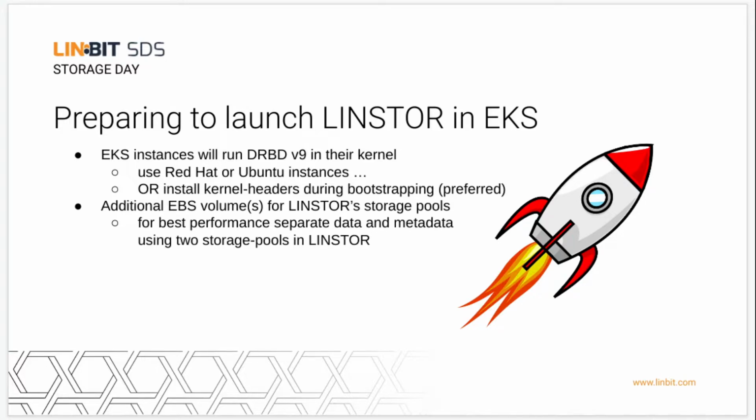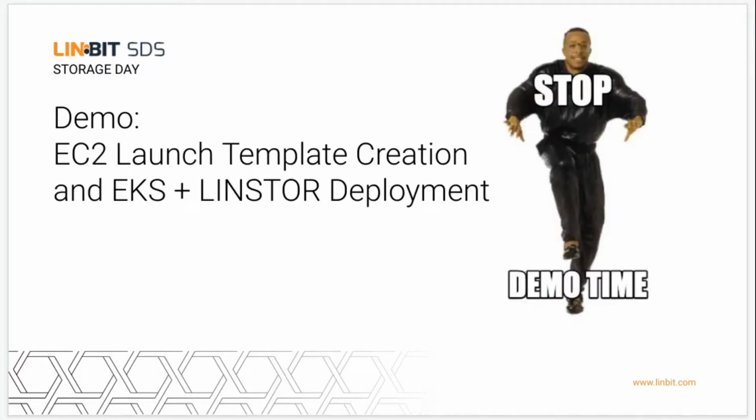And then, as I mentioned before, you'll need those additional EBS volumes for the LINSTOR storage pools. You really need only one, but for best performance, I recommend separating those so you can have a data storage pool. That's where the persistent volumes for your workloads will actually store their data, and then a second storage pool that will be used for DRBD's metadata to track bitmaps, what blocks have been synced where, and that'll be on a separate EBS volume, so that you don't have to share throughput between your workloads' data and DRBD's metadata writes. So yeah, I'll cover all that in the demo.